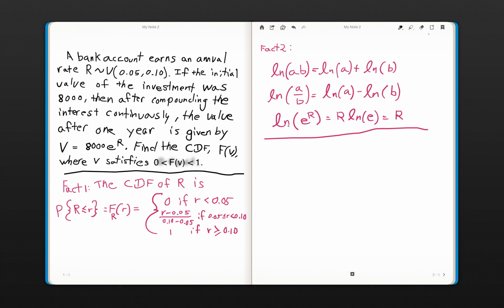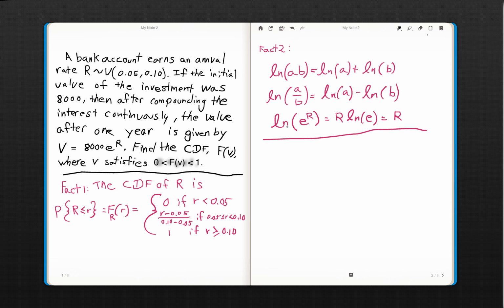Me at the Actuarial Academy, and we will work a bank investment problem where the account earns an annual rate R that's uniformly distributed from 0.05 to 0.1, and the initial value of the investment was 8,000 units. After compounding the interest continuously, the value after 1 year is given by V = 8,000 times e to the R, where V is also a random variable, and we would like to derive its CDF.